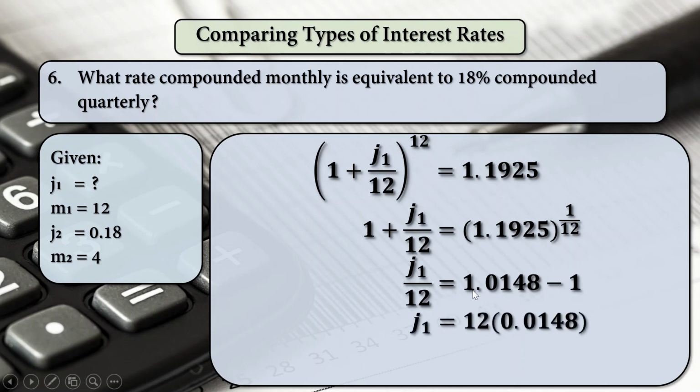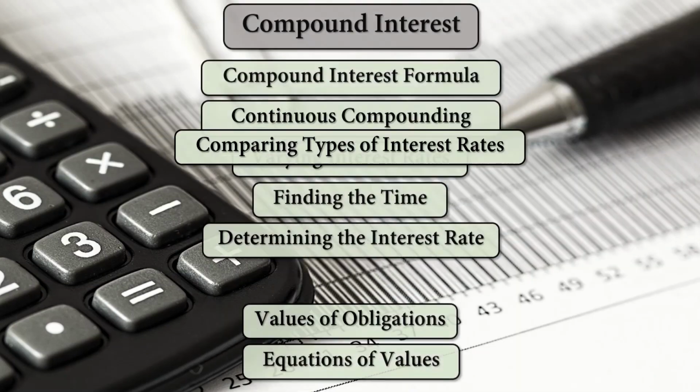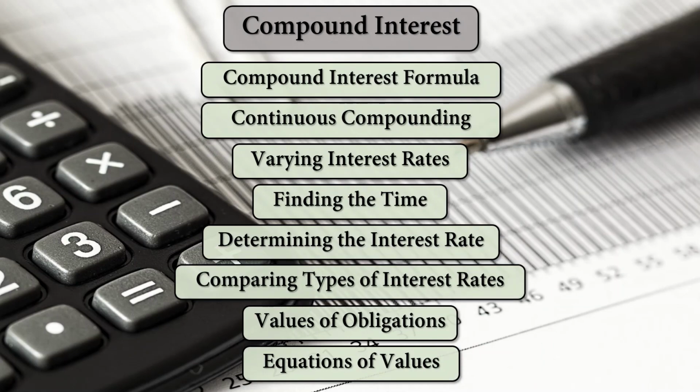And then the result in subtracting this one is 0.0148. Cross multiplying 12, that is times 12. So the result will be 17.74% in percentage form. So your answer for this one, 12 times 0.0148, will be multiplied by 100 in order to find the percentage form, which is 17.74%. And so that is all for the topic comparing types of interest rates.